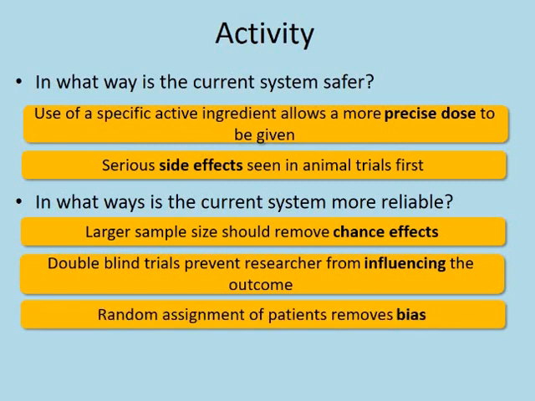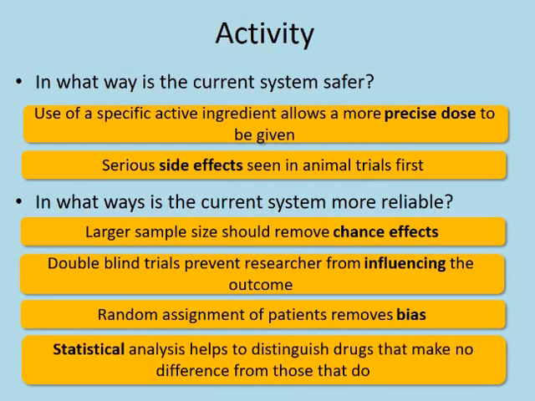And also through randomly assigning your patients to different conditions, you're removing bias that could be made in choosing people for different groups. And finally, statistical analysis will really help to show if there is a significant result overall that does make a difference, and also it will very clearly show if you have a drug that doesn't make a difference.